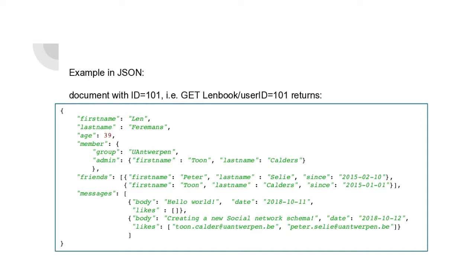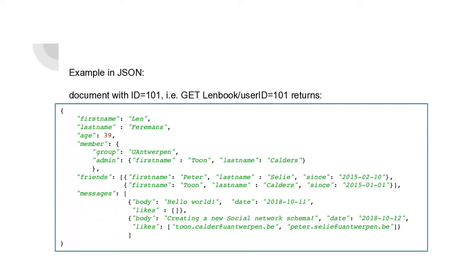So here's an example. It's the same application, but this time instead of storing all the different attributes of Len Veermans in my social network use case separately, I store everything in one document. So all the information about Len Veermans in the social network example is stored in one document. I have the first name, Len, last name, Veermans, my age, which group I am a member of. So not all the groups, but only the groups I am a member of, the administrator of that group, my friends, and also the first and last name, and the date and time when we became friends is also stored here, and also my messages. So that's a very nice alternative way to store data.